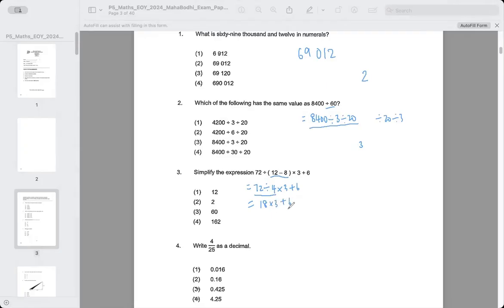So now we have multiplication and addition, right? We have to do multiplication first, which will give us 54, and then plus 6. So our final answer will be 60. The answer is option 3.